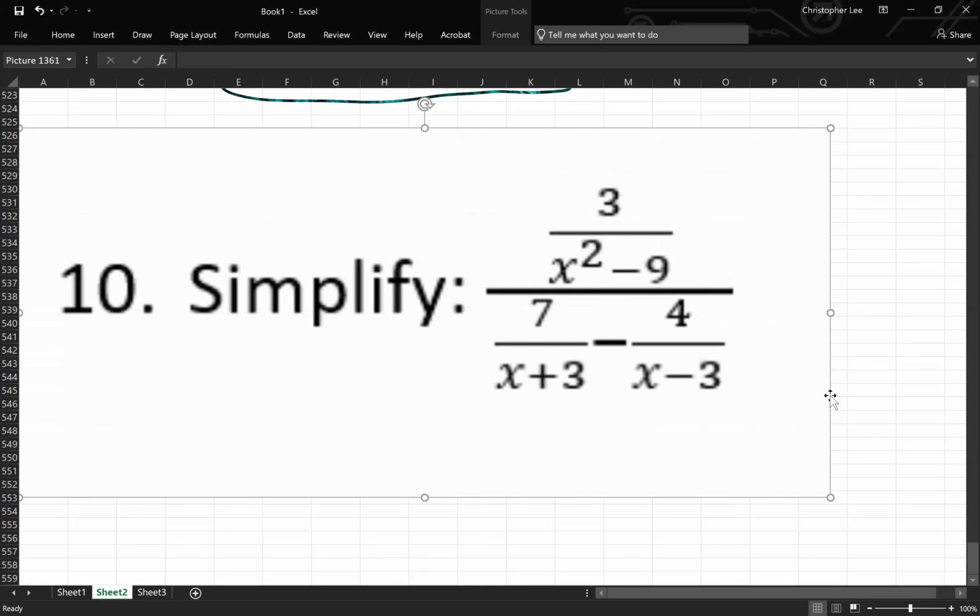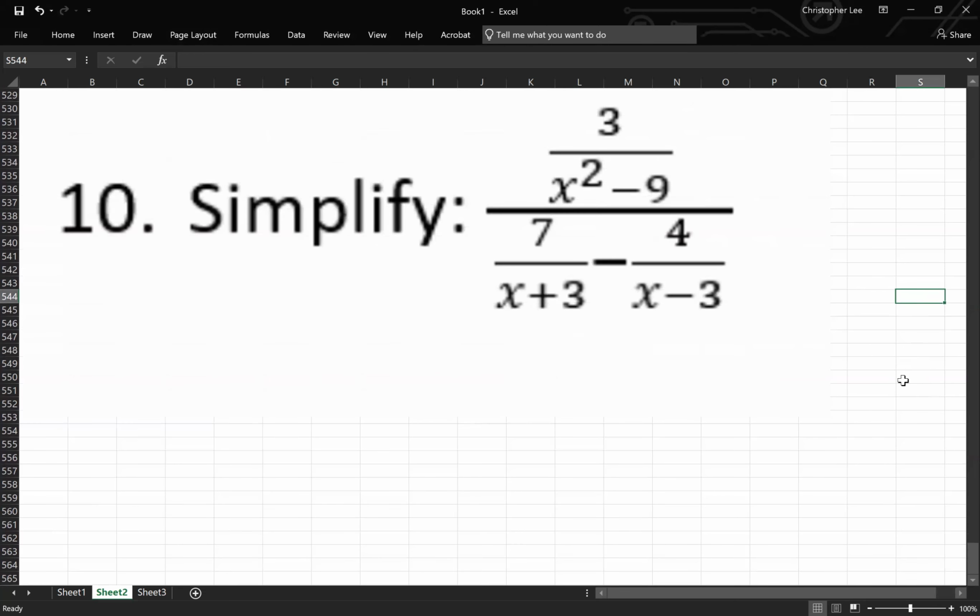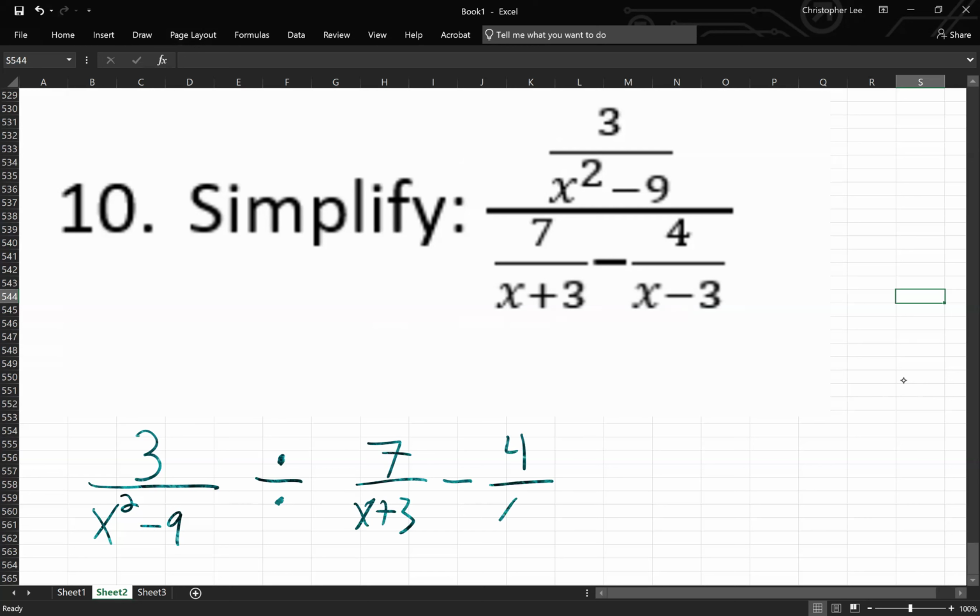Now, this is kind of similar to what we did before, because this is a division as well, but it's just written differently. The first thing that I want to do is rewrite this because it's a little confusing. So this is going to be 3 over x squared minus 9, divided by 7 over x plus 3 minus 4 over x minus 3.